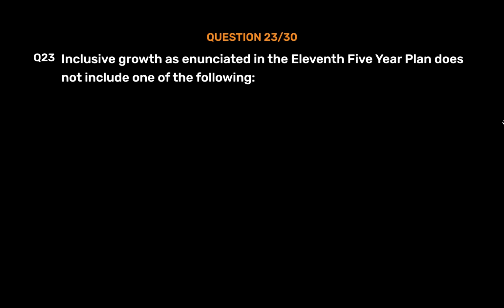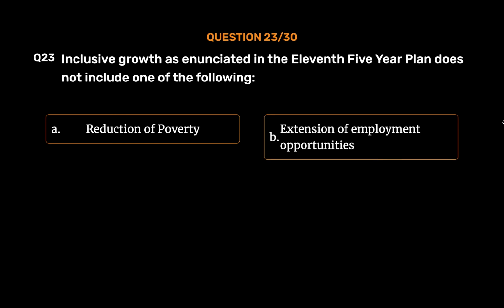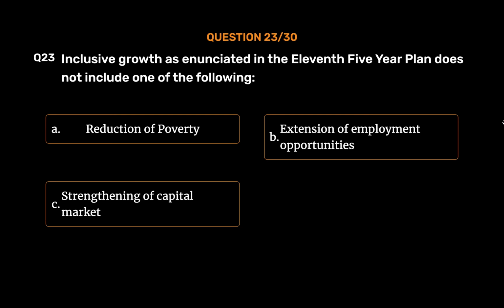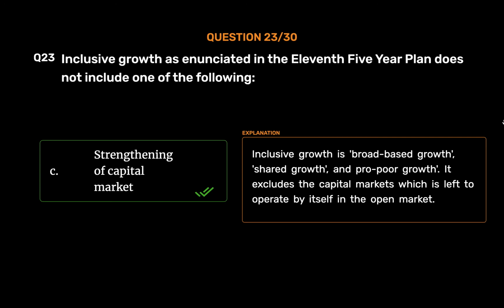Question number 23. Inclusive growth as enunciated in the 11th 5-year plan does not include one of the following. Option A. Reduction of poverty. Option B. Extension of employment opportunities. Option C. Strengthening of capital market. Option D. Reduction of gender inequality. The correct answer is option C. Strengthening of capital market. Inclusive growth is broad-based growth, shared growth, and pro-poor growth. It excludes the capital markets, which are left to operate by themselves in the open market.